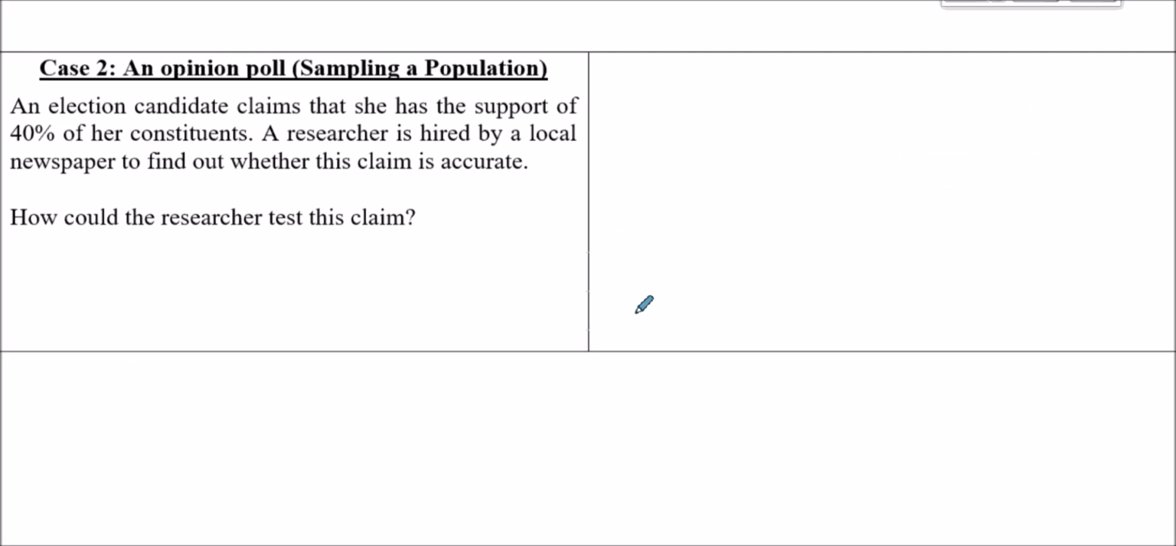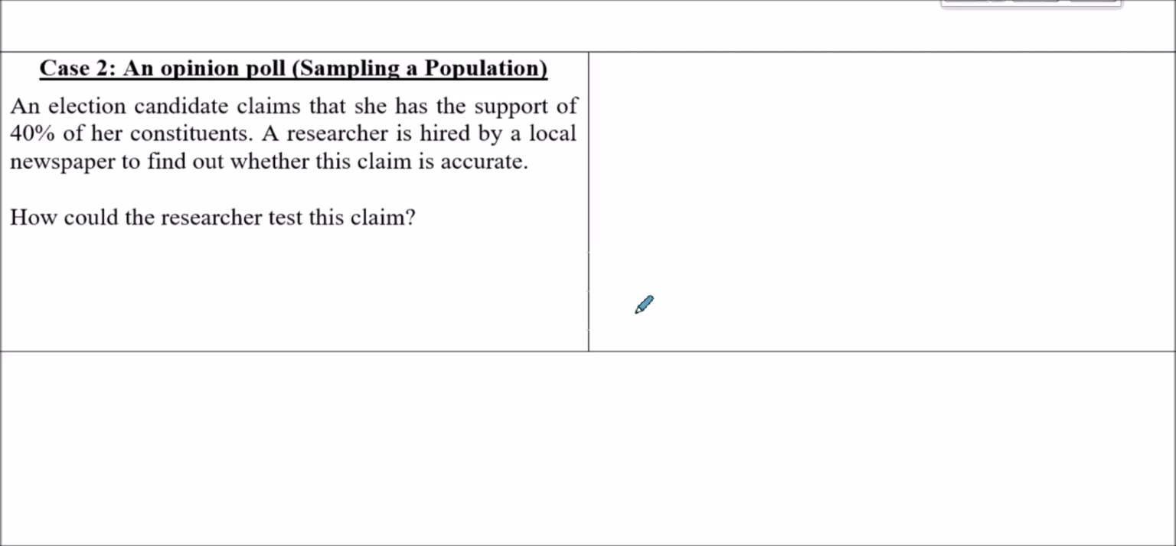Case 2, an opinion poll, going back to warm-up question 2. So let's just say the selection candidate is thinking that she's got the support of 40% of her constituents, but she might be overestimating herself there. So she's wanting to get some peace of mind. Is that correct? Or maybe I'm less popular than what I think I am.